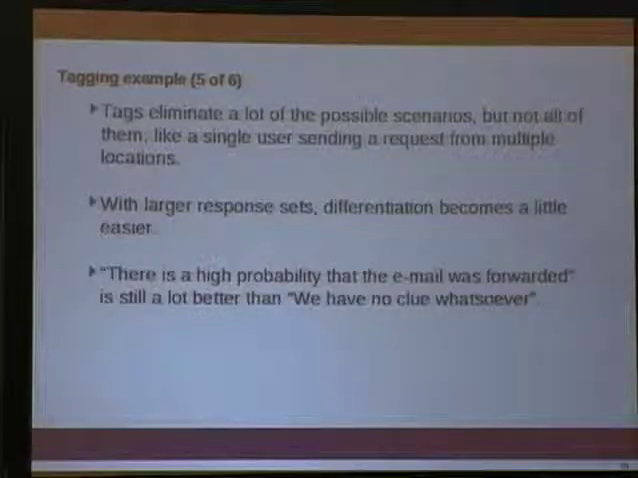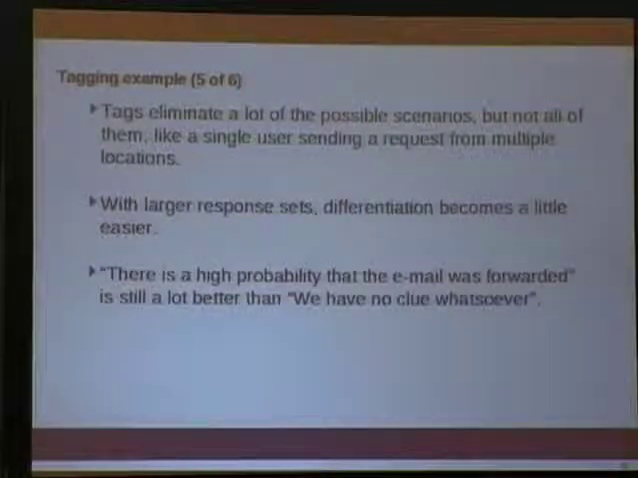So tags really eliminate a lot of the possible scenarios, but not all of them. We can't eliminate things like a single user going and sending multiple requests from different locations. We all know users, they tend to be a little flaky. If it doesn't work on one computer, somehow it will magically, mystically work on another one. So that tends to be a problem.